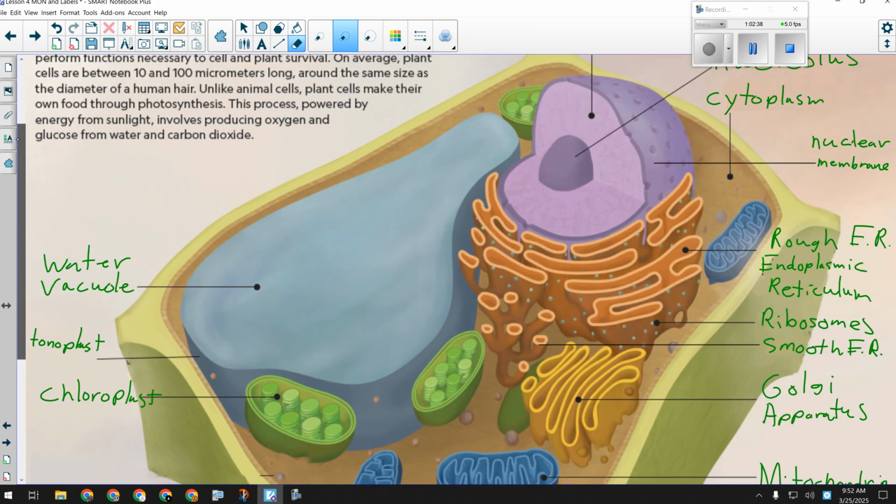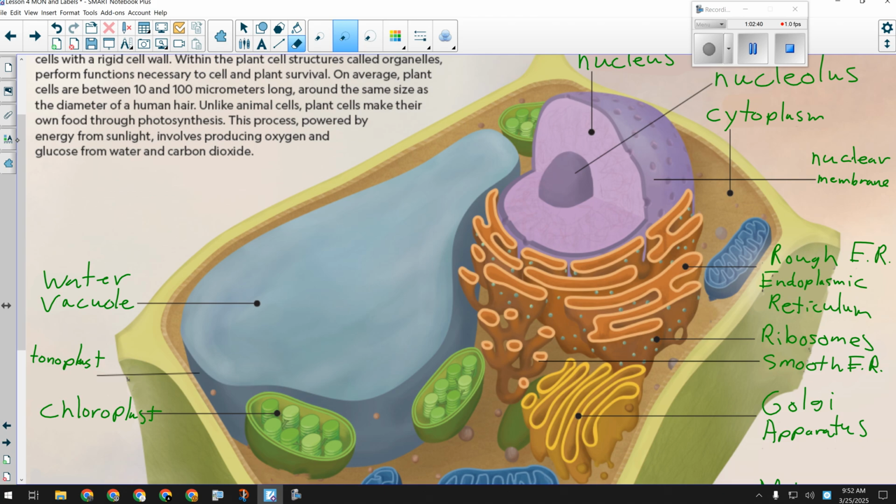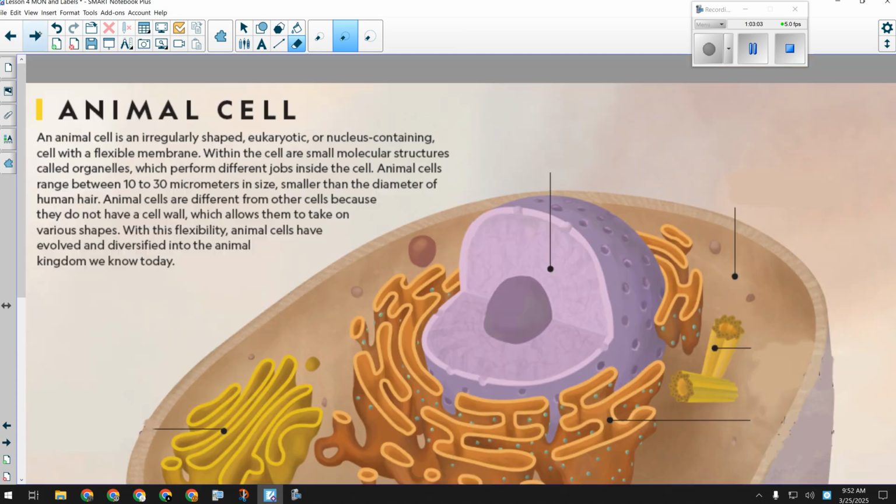Okay, now, if the structure is in both plant and animal cells, does it do the same thing? Like, does the nucleus do the same thing in both cells? If it's in both cells, it has the same job. That's good for you because you don't have to study two cells that all have different things. A lot of the structures are common, and if they're common, they do the same thing. All right, so we'll go through this one faster because we've already done a bunch of these things.